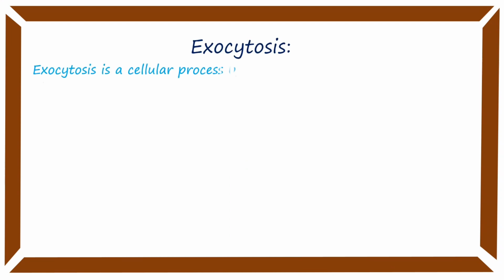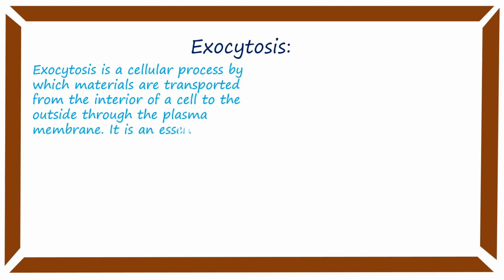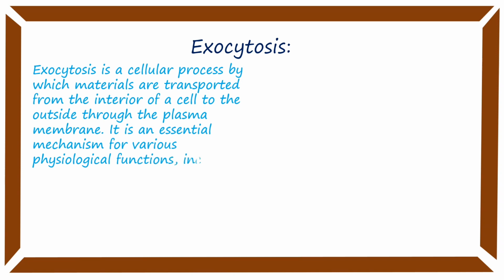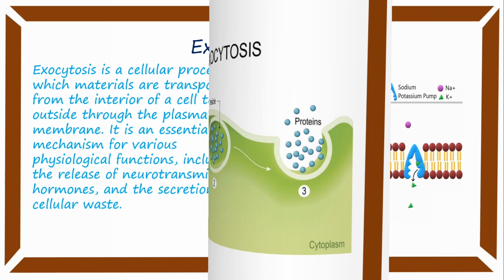Exocytosis. Exocytosis is a cellular process by which materials are transported from the interior of the cell to the outside through the plasma membrane. It is an essential mechanism for various physiological functions, including the release of neurotransmitters, hormones, and the secretion of cellular waste.